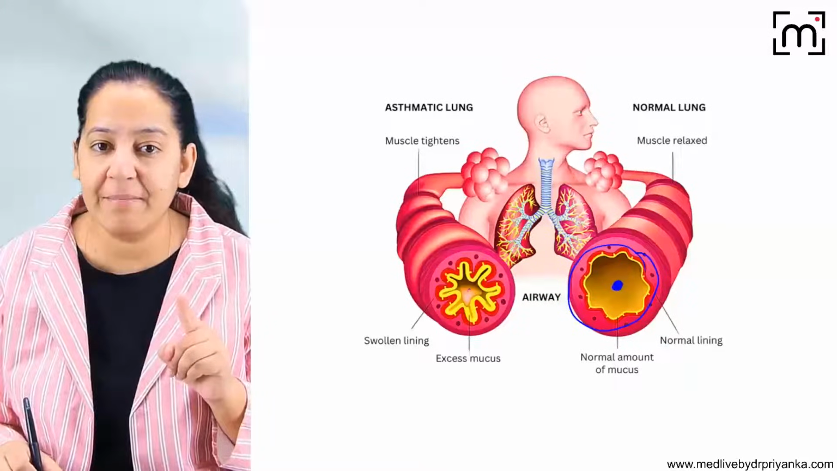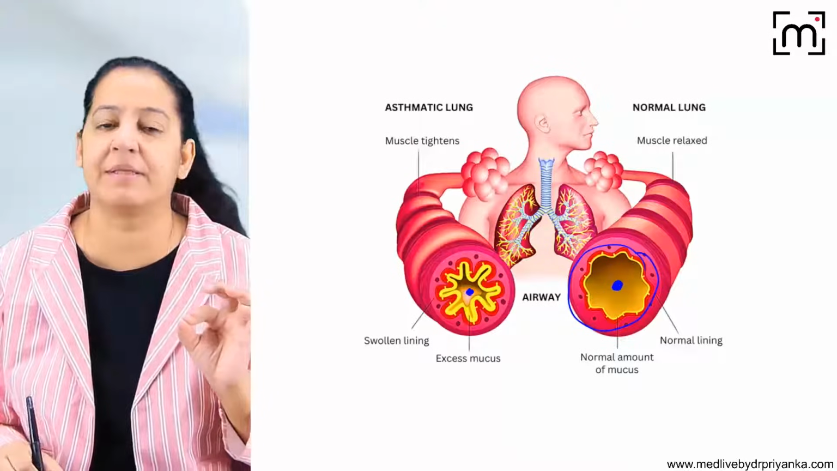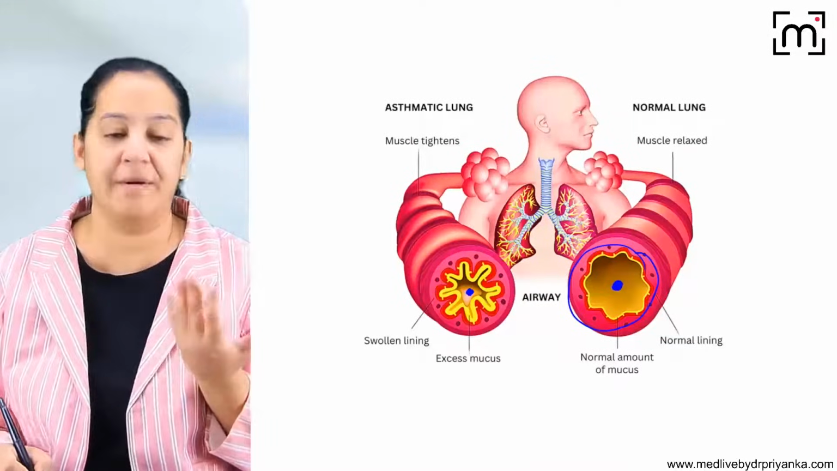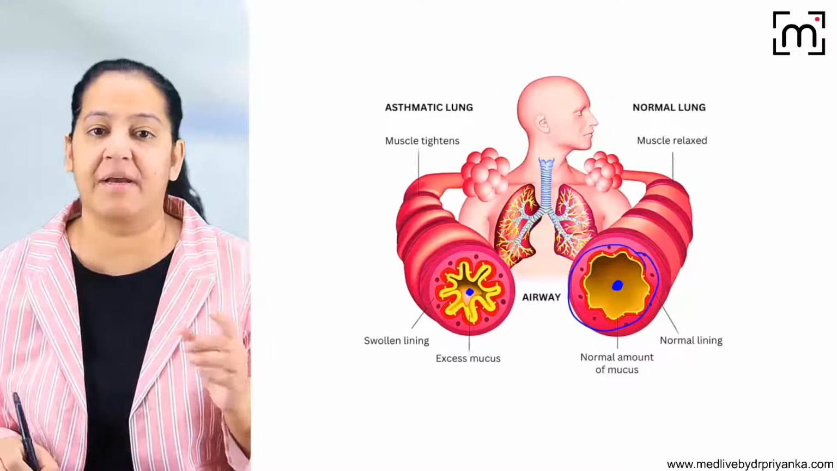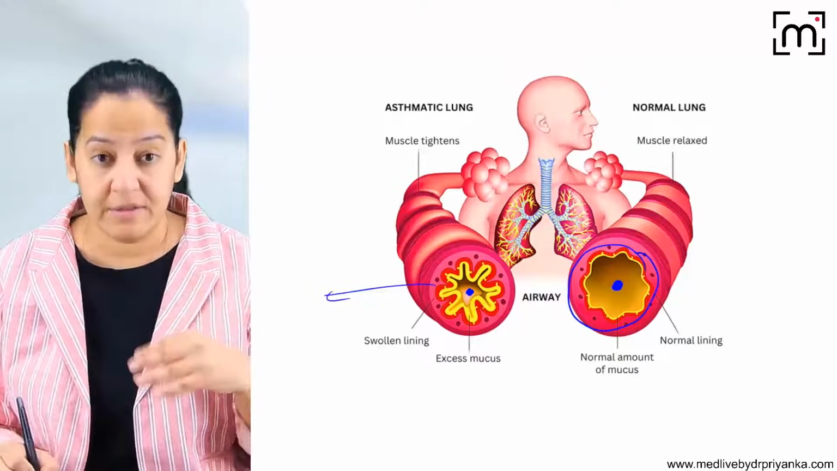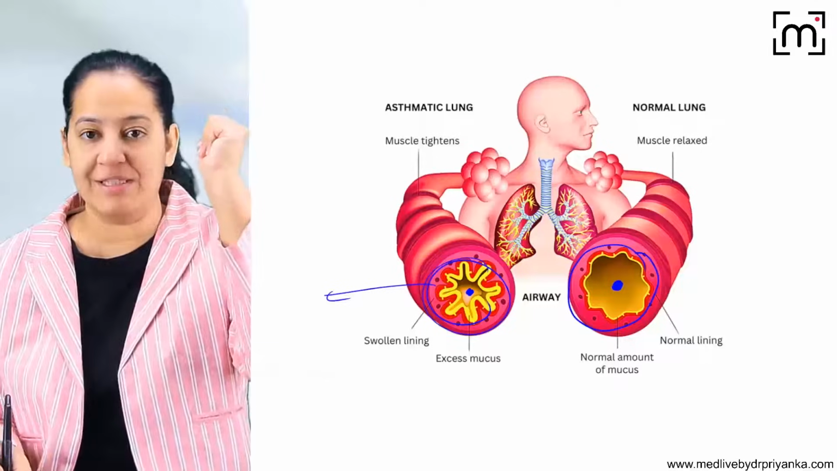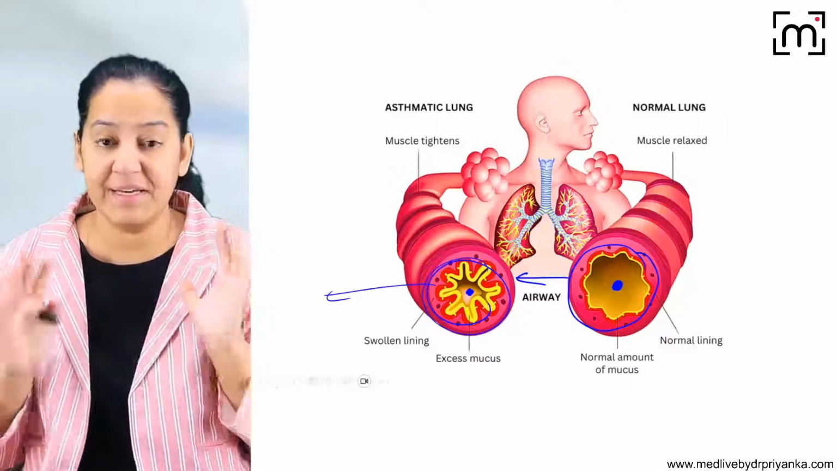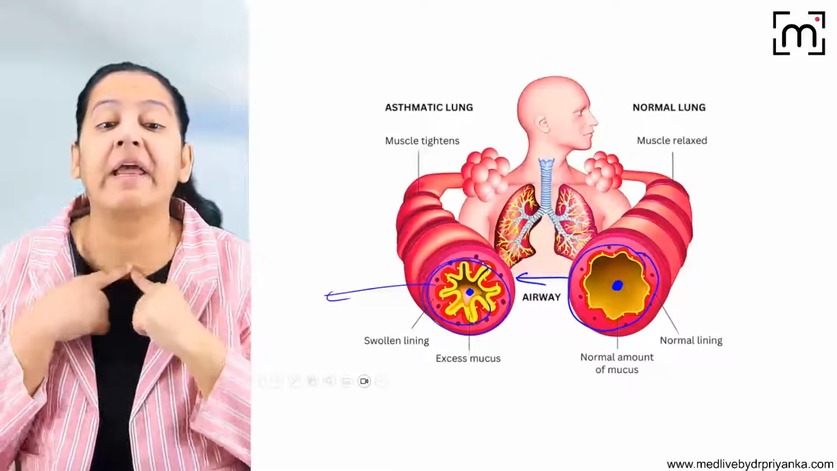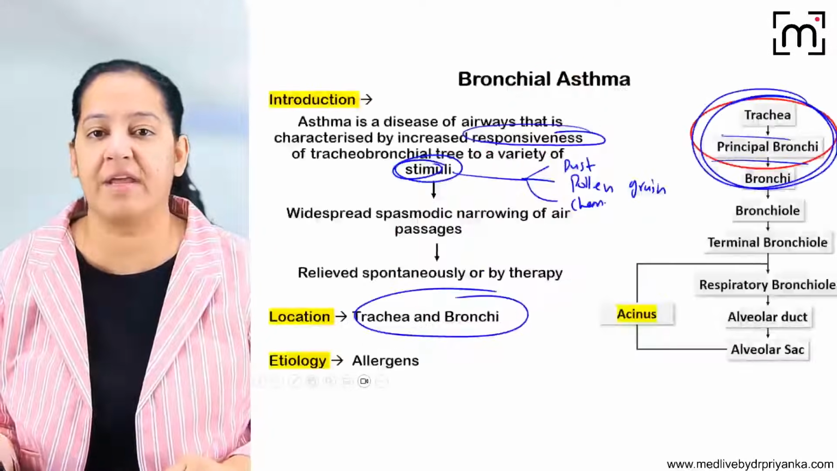But whenever the same dust particle or a particular stimulus, maybe it's pollen grain, maybe it's a pollutant, maybe it's a chemical, maybe it's dust particle, goes inside the asthmatic patient, you can see the trachea is going into spasm. Compare the trachea. So it's a disease of the trachea and the bronchi.